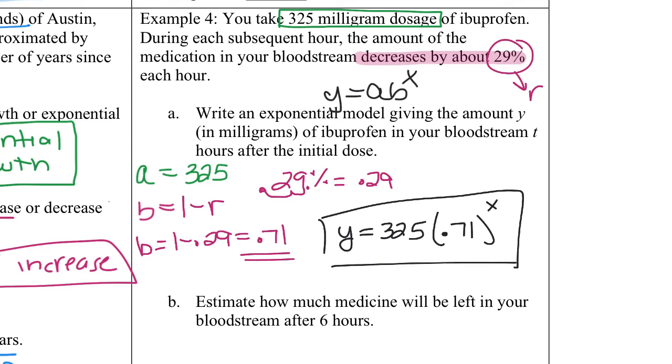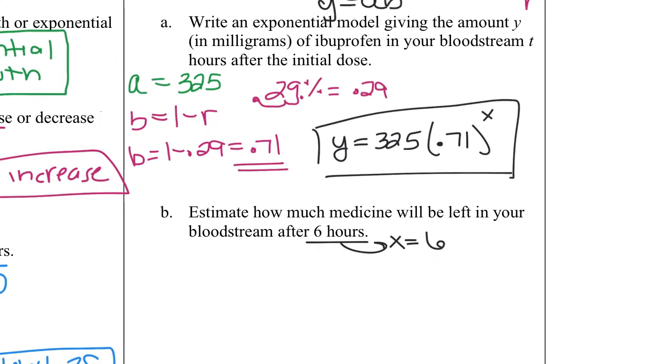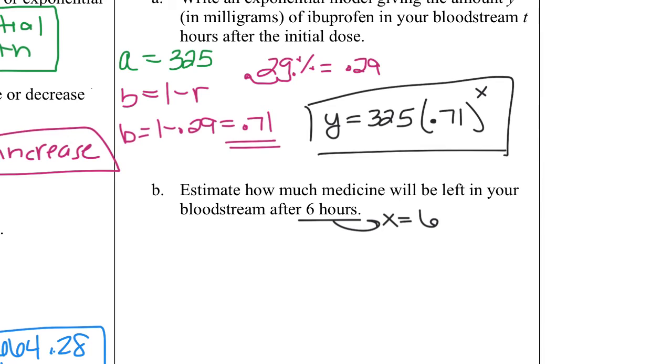Now letter b, estimate how much medicine will be left in your bloodstream after 6 hours. So 6 hours, that's my x or my t, whichever variable you used. So we're going to take this 6 and substitute it into the original equation. So y equals 325 times 0.71 to the 6th.